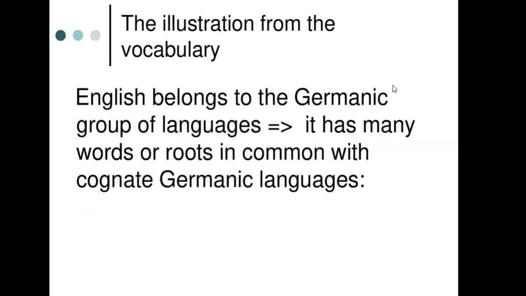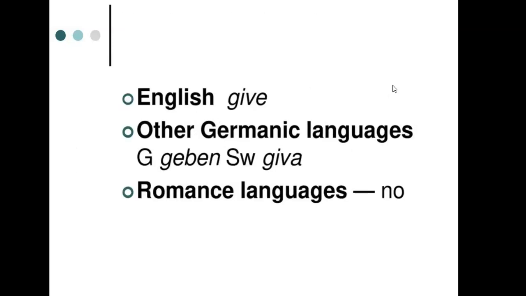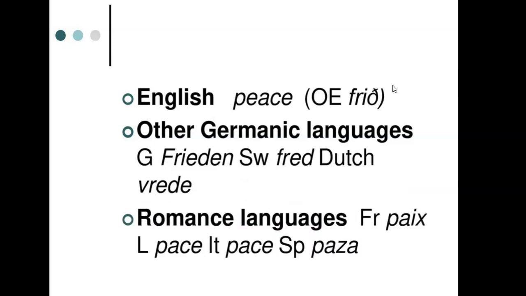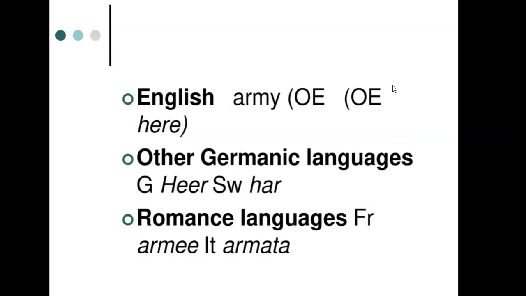An illustration from the vocabulary. English belongs to the Germanic group of languages. It has many words or roots in common with cognate Germanic languages. English, for example, give, as a Germanic language, German geben, yes. Romance language, no. English peace, as a Germanic language, German Frieden, Dutch vrede. Romance language face will be different. For example, English army, yes, as the German language Heer, Romance language armée, armata.